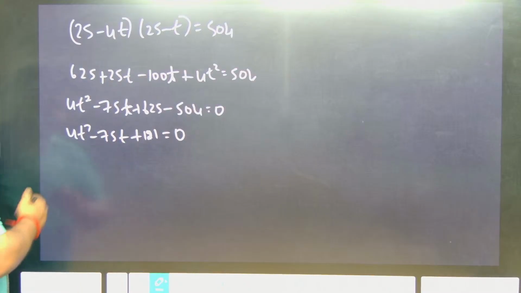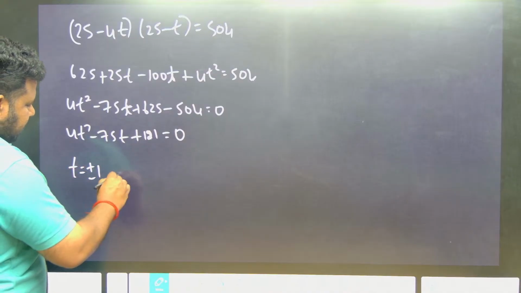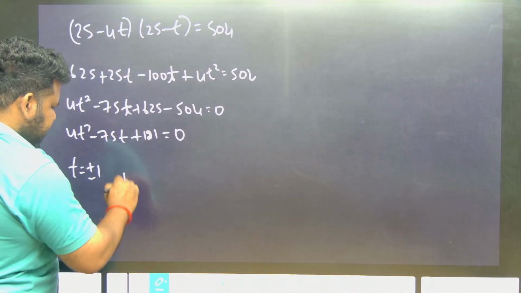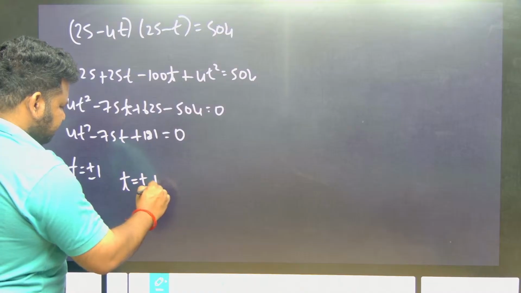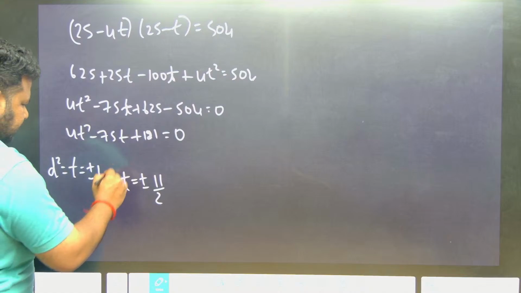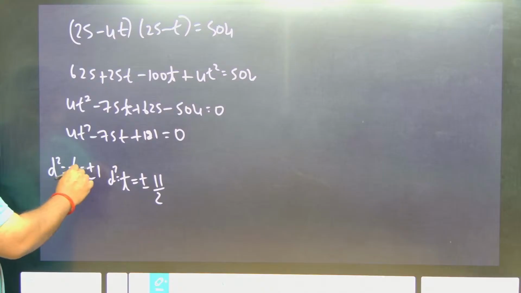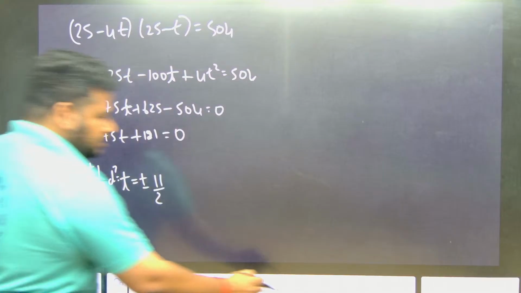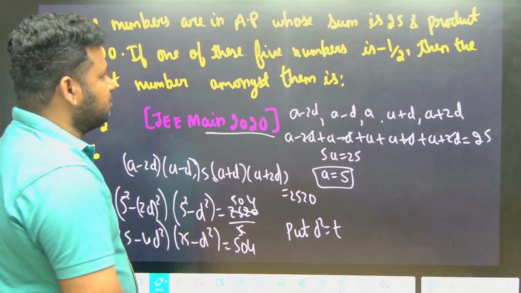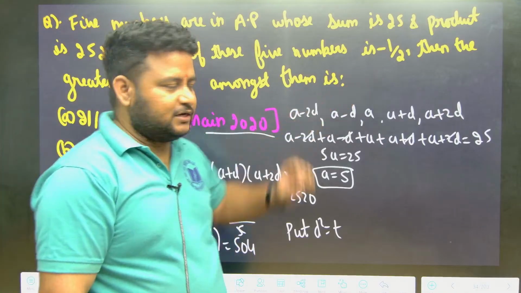So I will use the formula method. On using the formula method, I will get, directly I am writing, t is equal to plus or minus 1, and another value of t is equal to plus or minus 11 by 2. T is nothing but d square. So d square is equal to plus or minus 1, and here also d square is equal to plus or minus 11 by 2. Now I cannot take any value like 1 or 11 by 2 directly. I have to check, because they are telling one of the values should be minus 1 by 2.